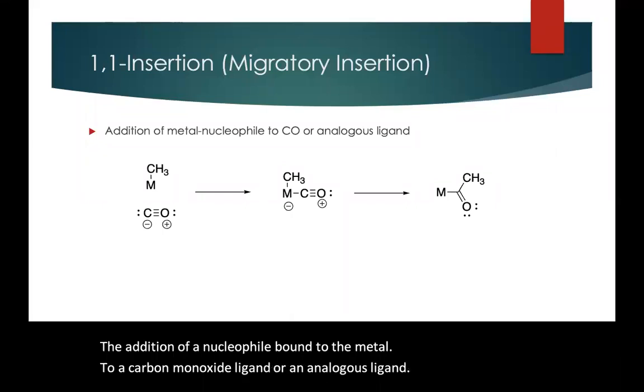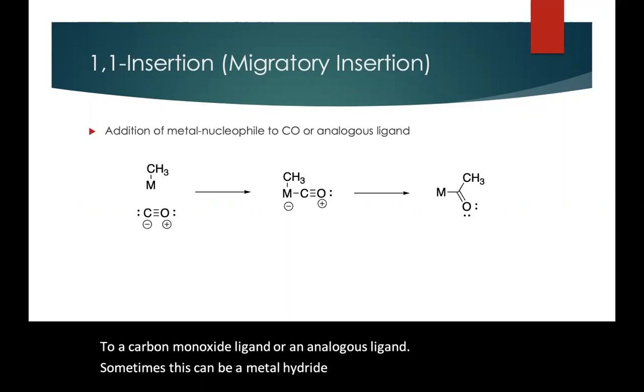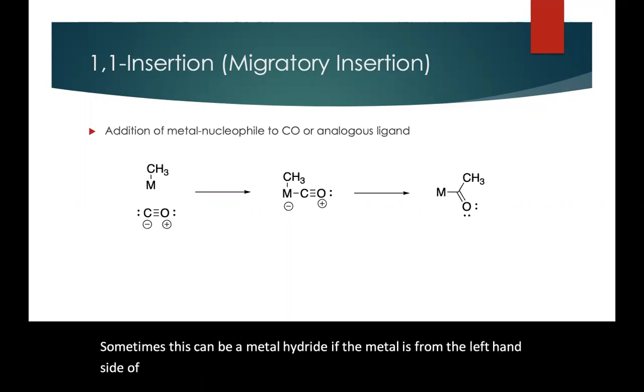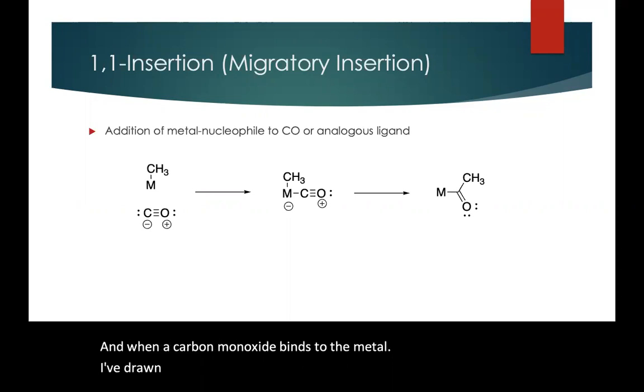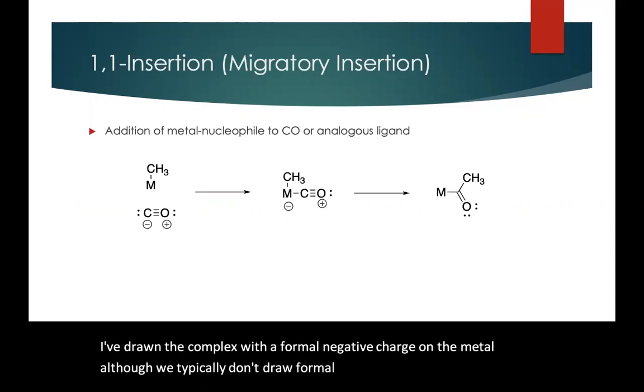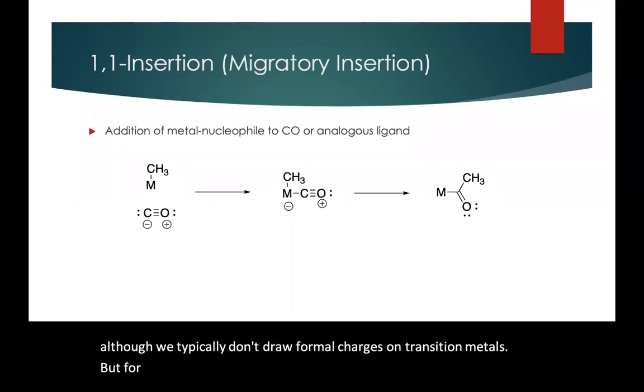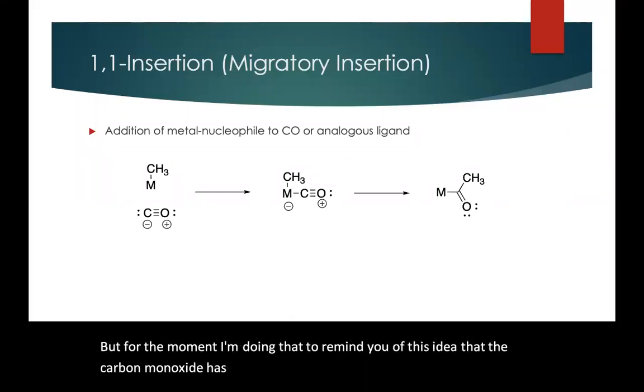Sometimes this can be a metal hydride if the metal is from the left-hand side of the periodic table. But more commonly, you'll encounter metal alkyls, such as this methyl shown here. And when a carbon monoxide binds to the metal, I've drawn the complex with a formal negative charge on the metal, although we typically don't draw formal charges on transition metals. But for the moment, I'm doing that to remind you of this idea that the carbon monoxide has a positively charged oxygen and a negatively charged carbon, that it's transferring electron density over to the metal.